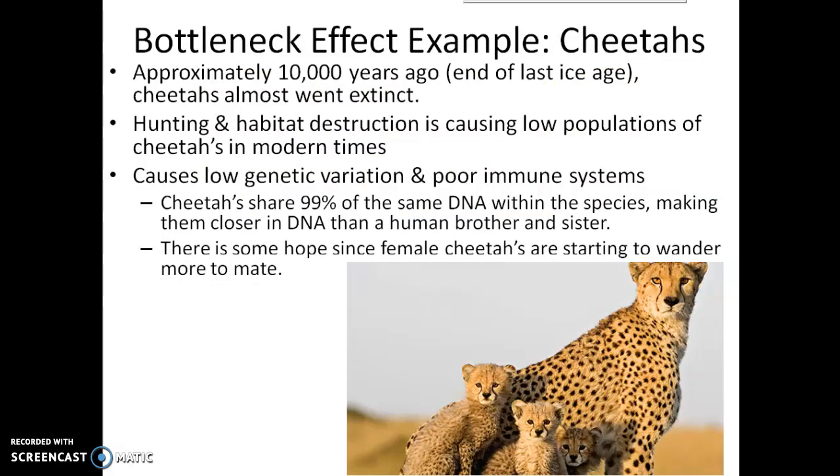And so what happened is that left them with really, really poor immune systems because of that low genetic variation. They are extremely close DNA-wise, okay, which makes this not the strongest species at this time. If there was a disease that came around, these cheetahs would be easily wiped out because they have a poor immune system and because there's not a lot of genetic diversity among them.